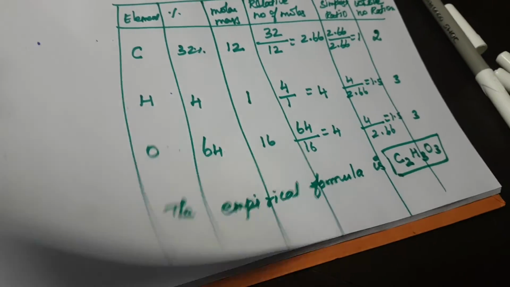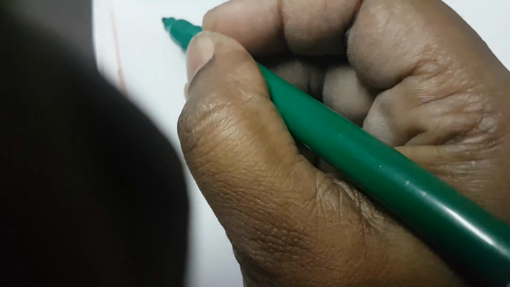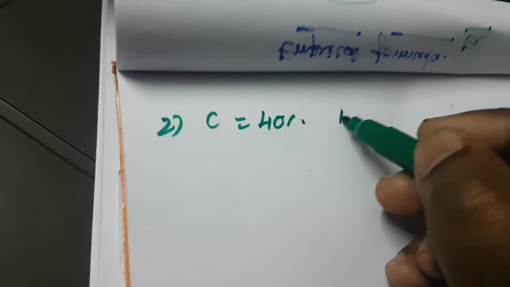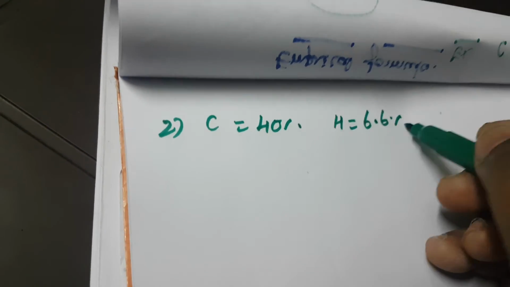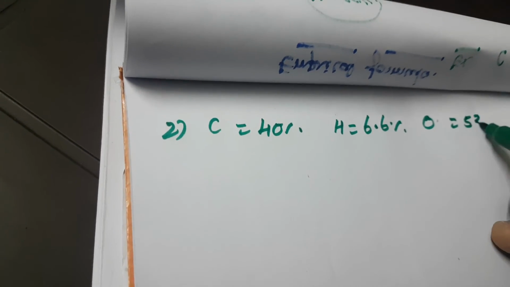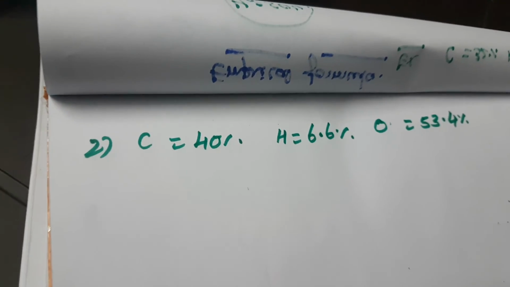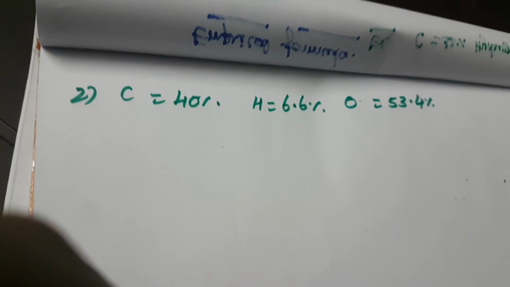So next, another example. What is the given percentage? Carbon equal to 40%, hydrogen equal to 6.6%, oxygen equal to 53.4%. This is the given percentage. Find the empirical formula of this compound. Okay, this is the next question.